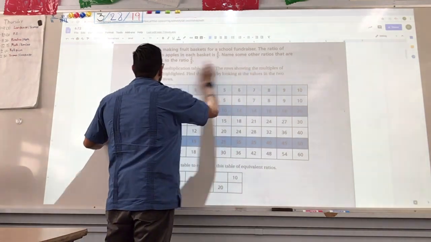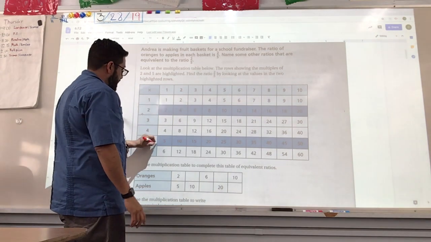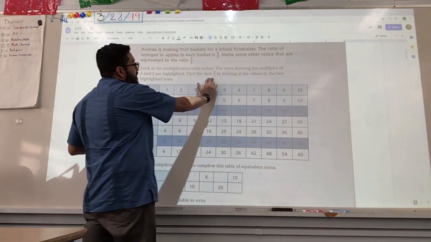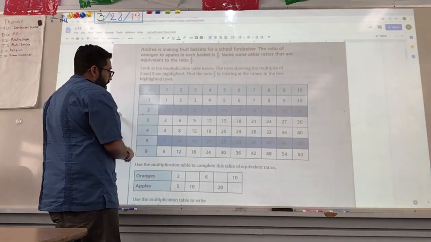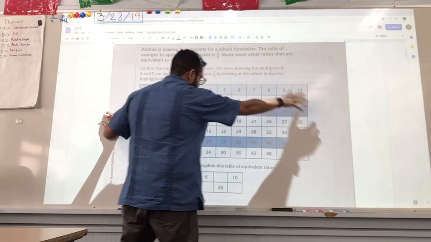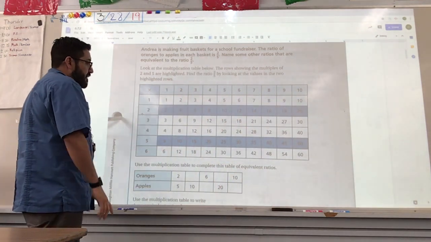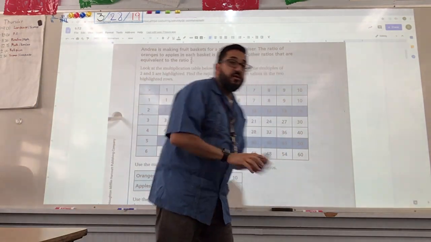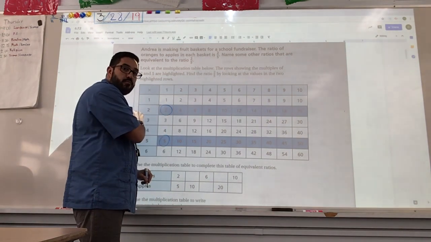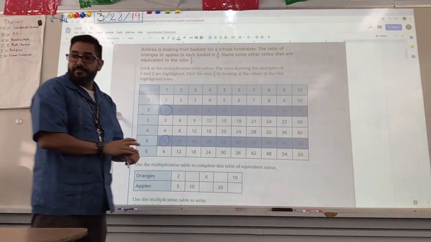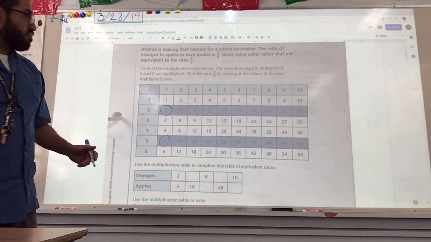The rows showing the multiples of 2 and 5 are highlighted. So it's right here, and right here. Find the ratio 2/5 by looking at the values in the two highlighted rows. So we want to look at the values here, and we want to look at the values here. When we look at the values here, we see that the first number in each of these rows are 2 and 5. That's exactly the ratio that we have, 2/5.